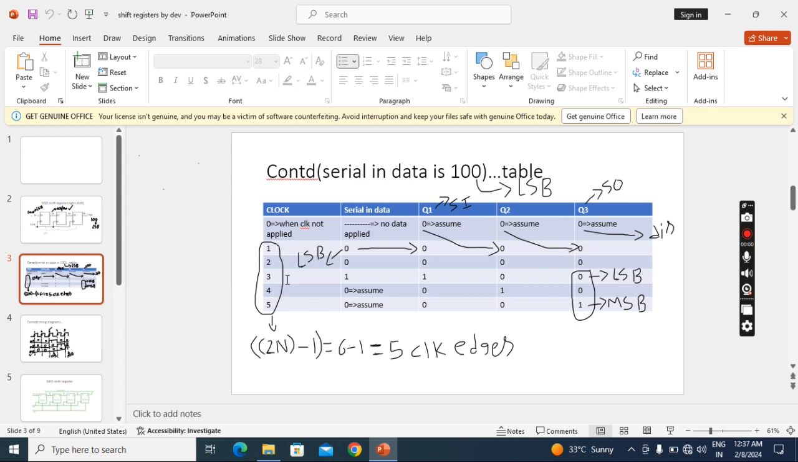Okay, so now we'll draw the timing diagram for this table, so that you can understand how to draw timing diagrams also. That will help in so many places when you are working with other registers or counters or sequential circuits. Okay, right.